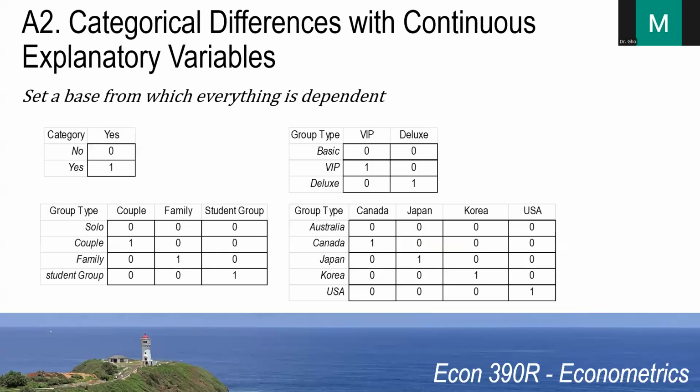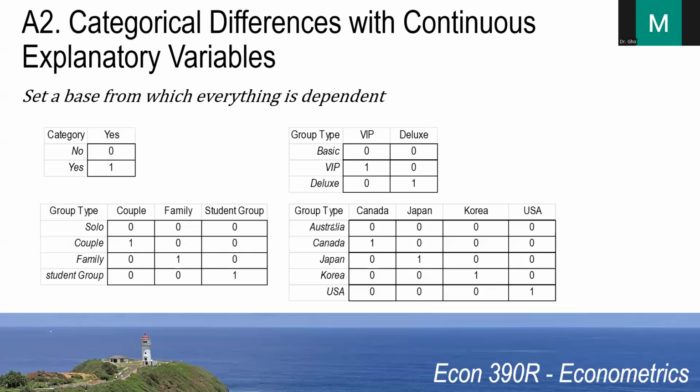If we want to see what category of group of people are going in: solo, couple, family, group, same thing. 0 for all is for solo. Couple is 1 for couple, 0 for these other two. Family is 0, 1 for family. The mistake that often gets made is you can't put 1 for a solo column and all these, because that doesn't make sense. We're looking at differences from something. You have to have a base of something. Otherwise, you'll get it wrong.